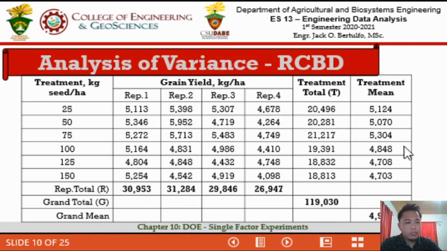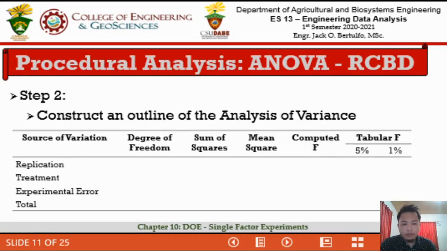Then for the grand mean, just add this, then divide by 6. Then you have this 4,960 grand mean. Okay, again. After that, the same process as CRD, construct an analysis of variance table. The same, but the source of variation that we add is the replication. So we need to test the efficiency of our replication.